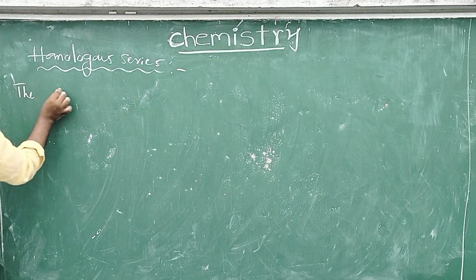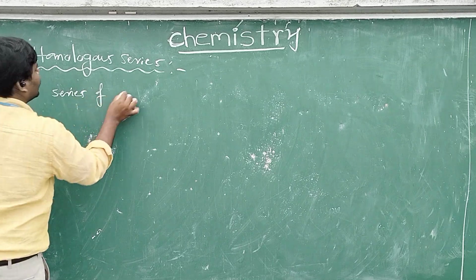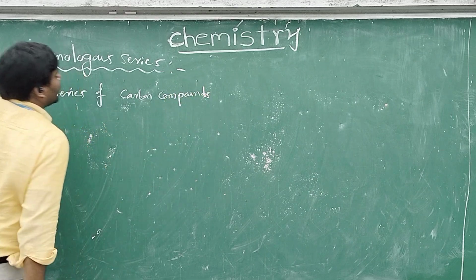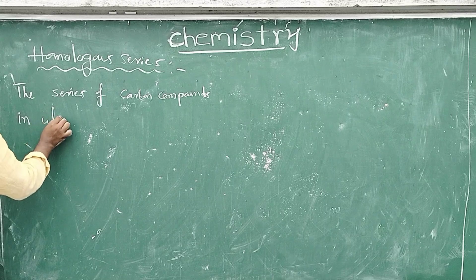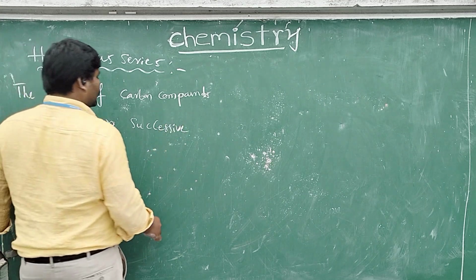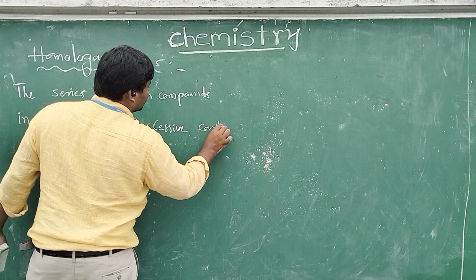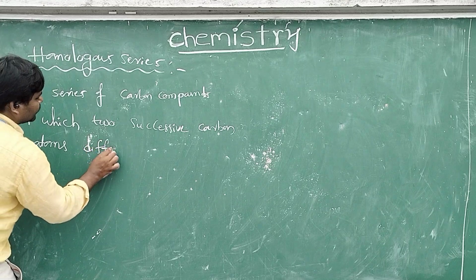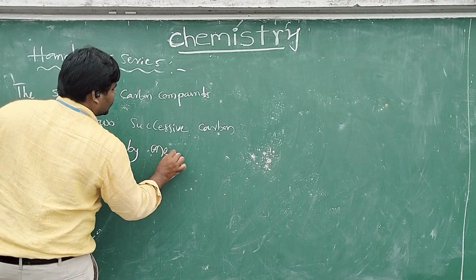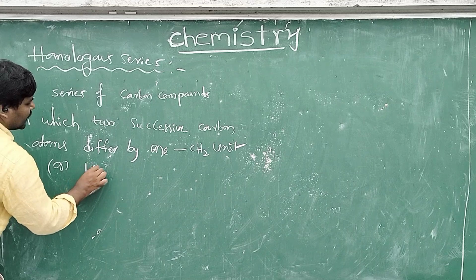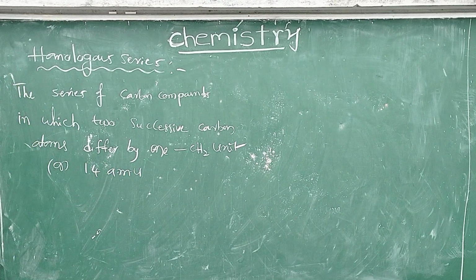Definition: the series of carbon compounds in which two successive or two adjacent carbon atoms differ by one CH2 unit or 14 AMU, atomic mass unit. This is called homologous series.